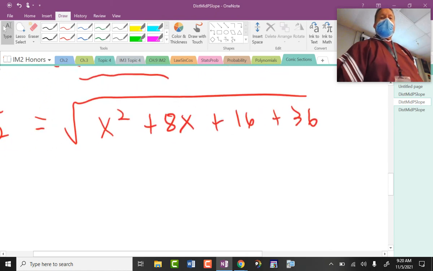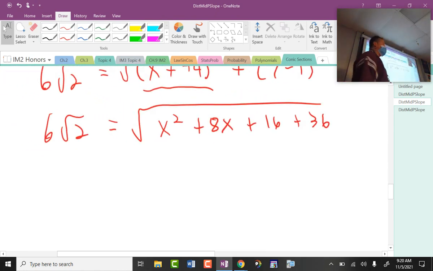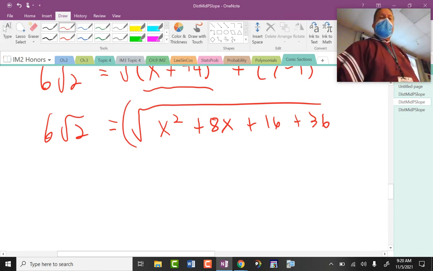Now, how do I free this out of the square root? What do I do to both sides? 3, 2, 1, go. Square. We just had that chapter. How do I free a square root?